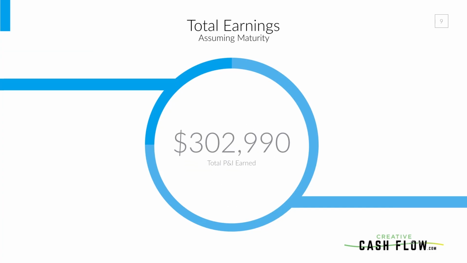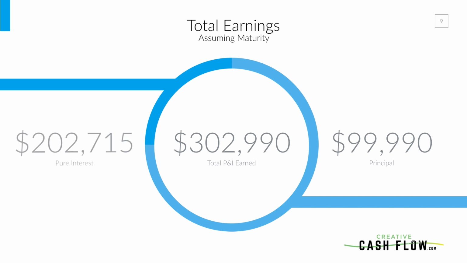So if you had a $100,000 note, and you sold it at 9.5% for 30 years, you're gonna get an $840 payment every month for the whole 30 years. The cool thing about that, let me just show you a tip of why I love owner financing so much. You're actually gonna turn a profit of $202,000, almost $203,000. Total P&I earned is gonna be $303,000 over that next 30 years.